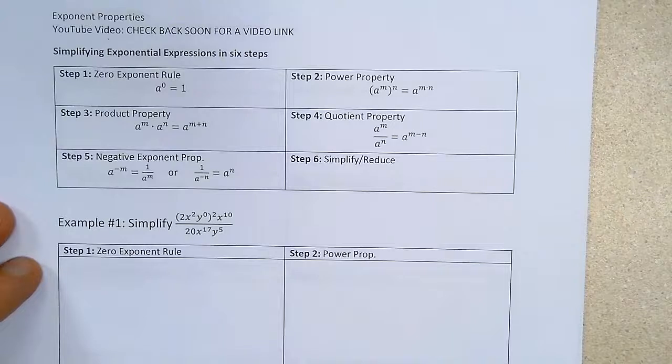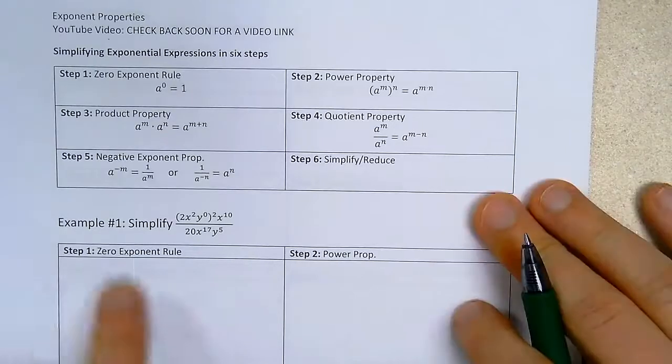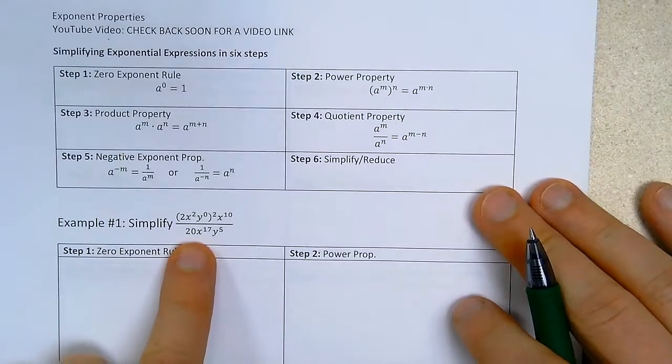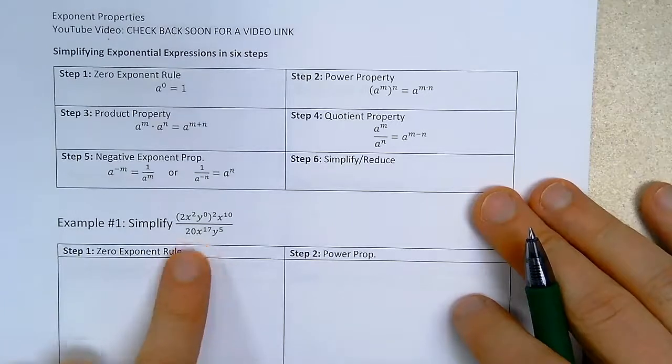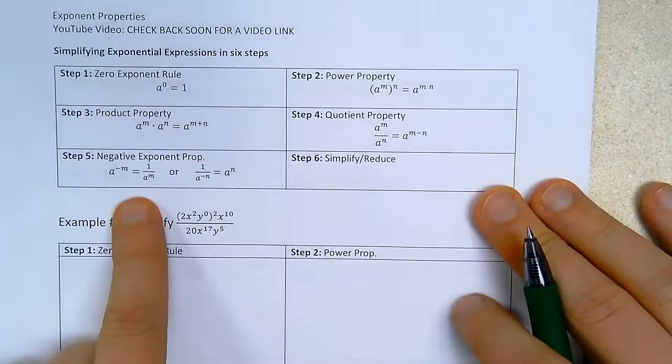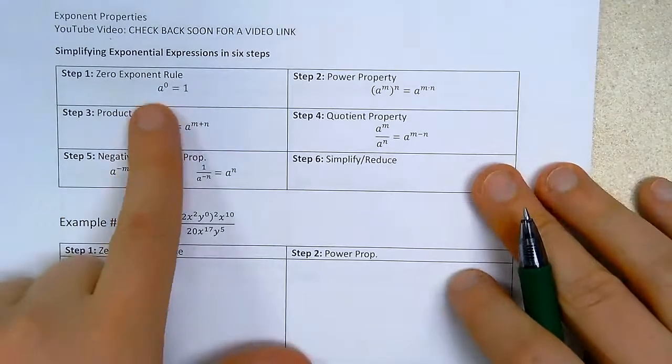Welcome to the video reviewing exponent properties. We're going to be taking exponential expressions and simplifying them down to the cleanest form that we can set them in. This will include having no negative exponents and having numeric values reduced. There are 6 rules that we can use, or I guess 5.